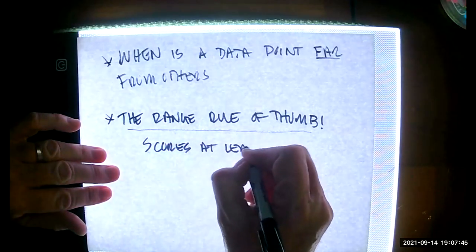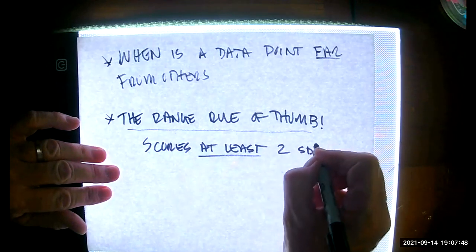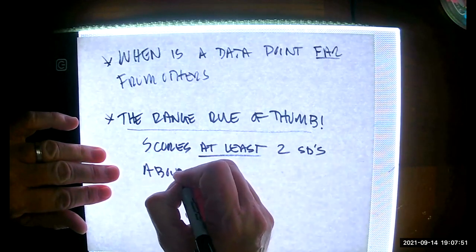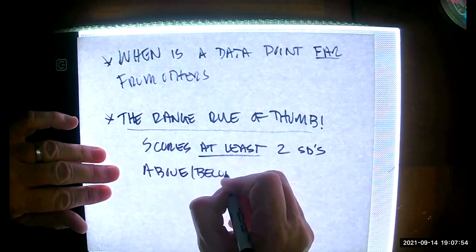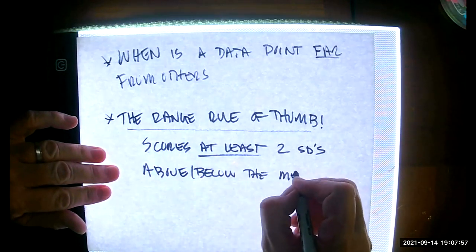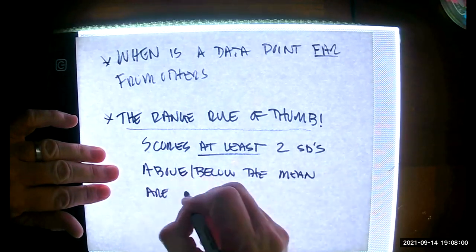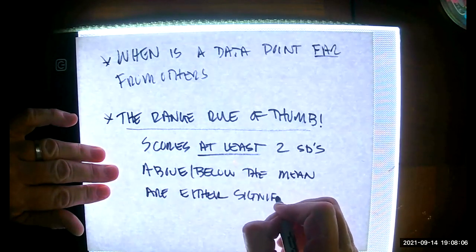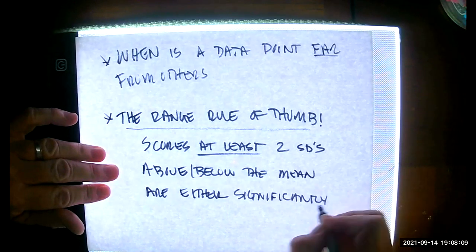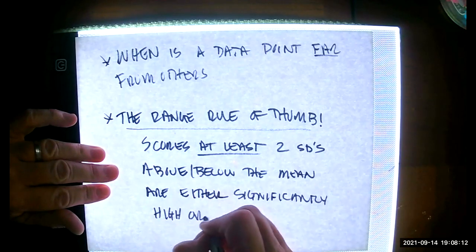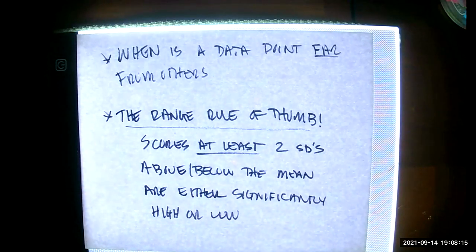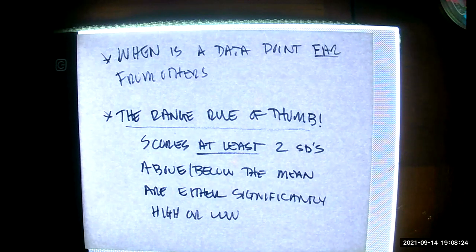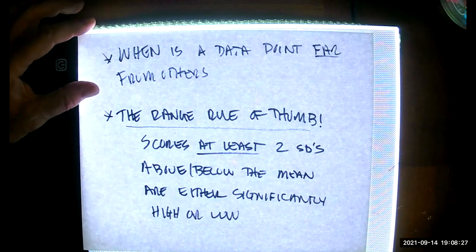Scores at least 2 standard deviations above or below the mean are either significantly high or low. So this enables us to figure out what some value is in some sense out of line with everything else. Let me give you an example of that.